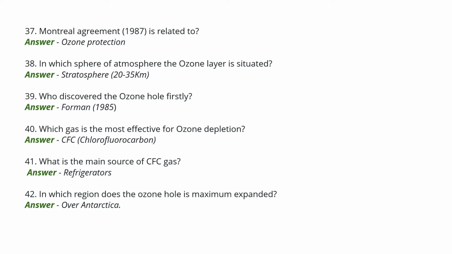Next question, in which sphere of atmosphere is the ozone layer situated? It is situated in the stratosphere. The ozone layer, which is found in the stratosphere, protects the earth from the sun's harmful UV radiations. It absorbs mainly 97 to 99% of the UV radiation from the sun.